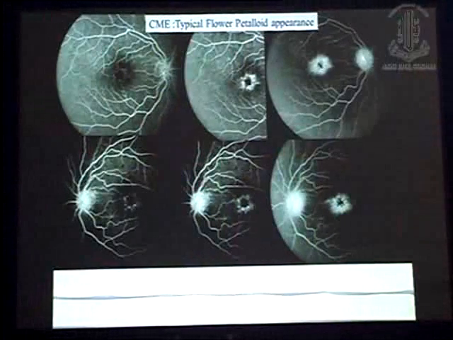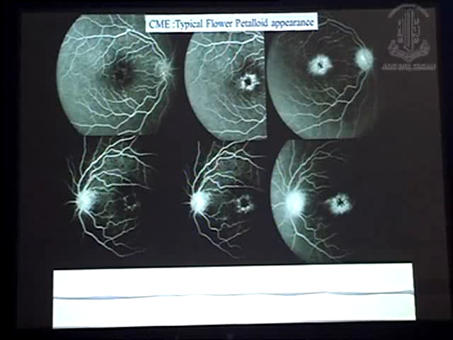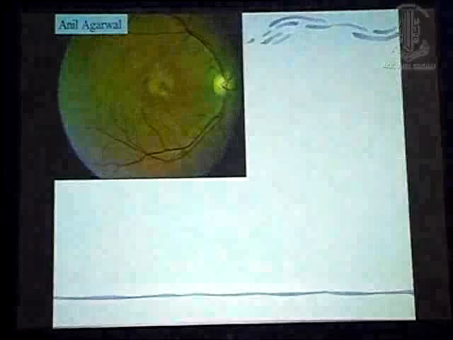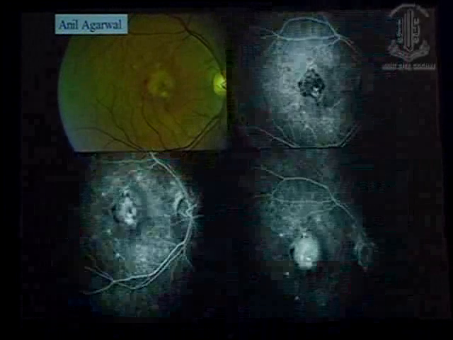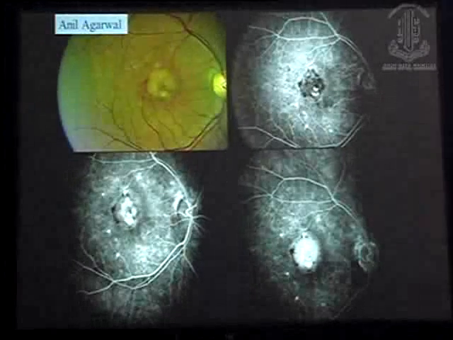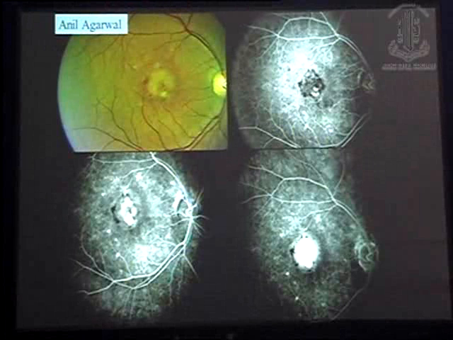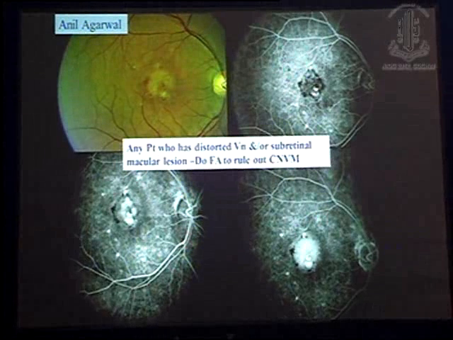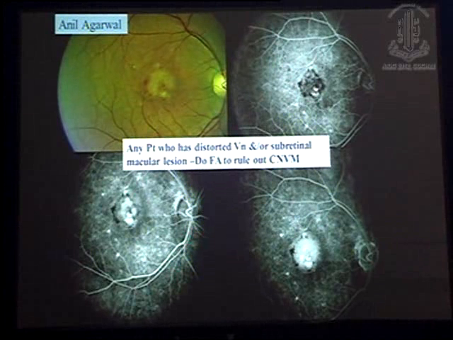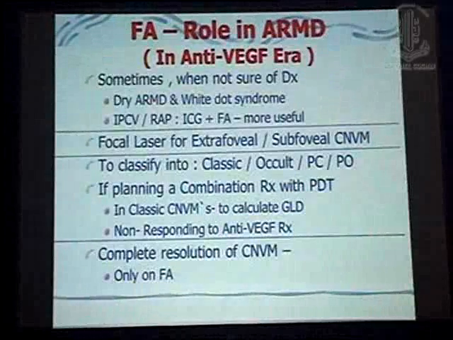This has already been discussed, typical flower petalloid appearance in a patient of cystoid macular edema. This gentleman had this color photograph, and early phase of angiogram shows a lacy hyperfluorescence which increases, the margins are getting blurred, hyperfluorescence is increasing. So any patient who has a macular lesion, pay attention to the margins, pay attention to the intensity, and if in subsequent phases both are increasing, you have to rule out CNVM.